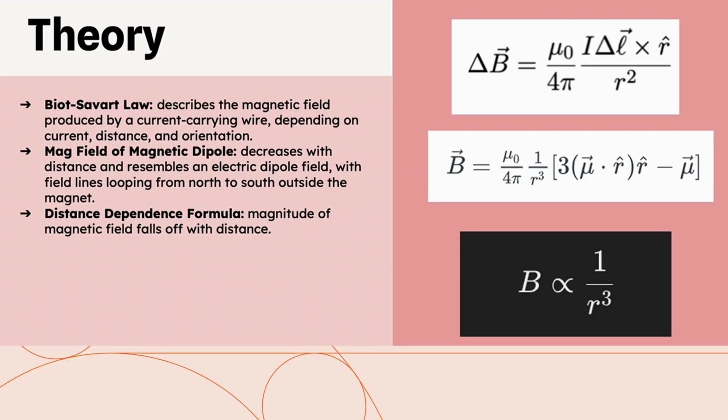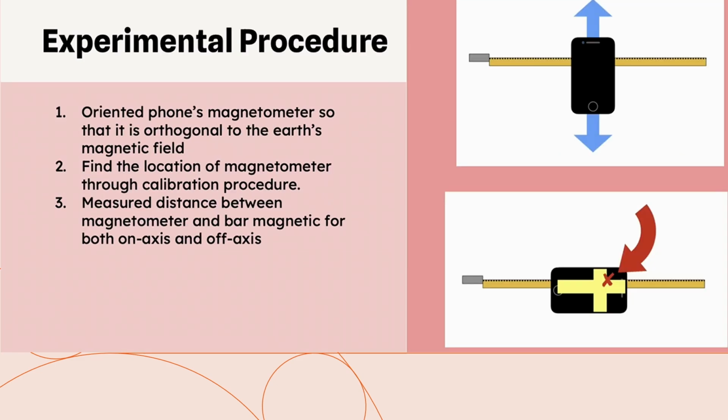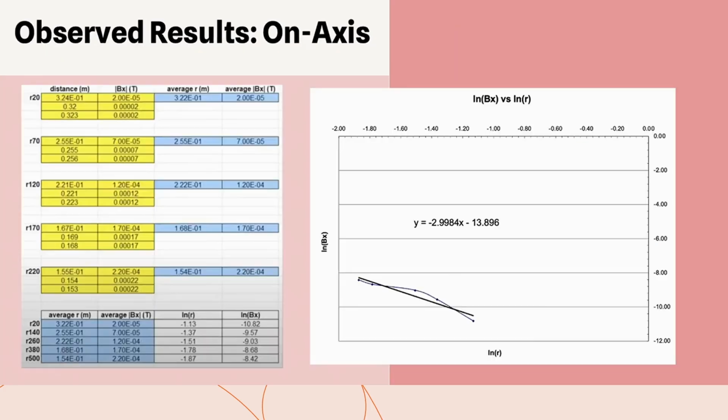So the main things we used in this lab were the Biot-Savart law, the magnetic field and magnetic dipole equation, and the distance dependence formula. For the procedure, first we oriented our phone's magnetometer so it's perpendicular to the Earth's magnetic field. Then we found the location of the magnetometer through a calibration procedure and measured the distance between the magnetometer and bar magnet for both on-axis and off-axis measurements.